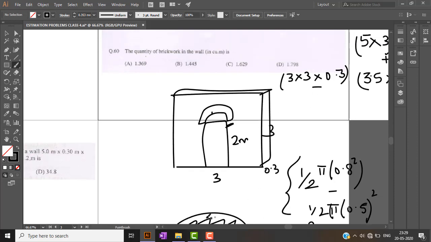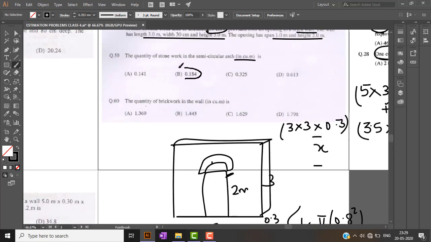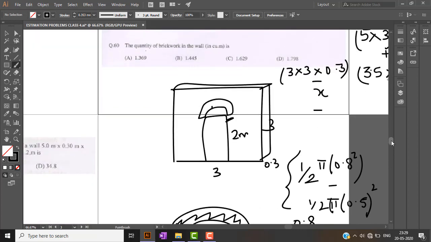Okay, the volume of stonework that you find, let's consider this as x. The answer you get, I think it's 0.184. So you have to subtract all this open area.